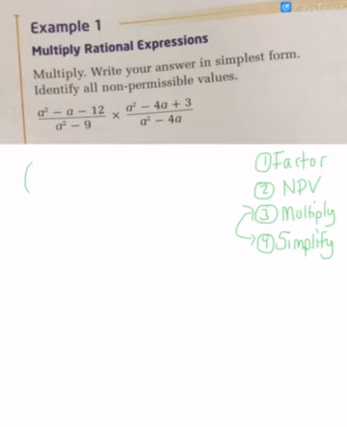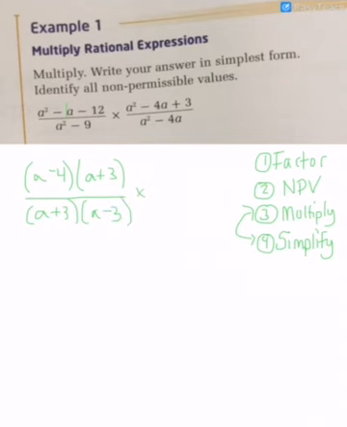So let's look here. The first part, when we factor it, I'm looking for two numbers that add to get to -1 and multiply to -12, which would be a minus 4 and a plus 3. Then on the bottom, it's a difference of squares. So a squared minus 9 is a plus 3 and a minus 3.